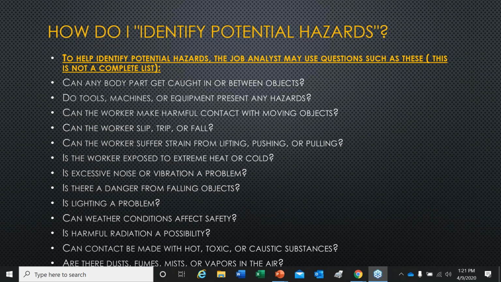Is there strain from pushing and lifting? Is there danger of falling objects? What's the lighting in the room like? Are you going to touch something that's hot or toxic? And things like fumes and vapors. So that gives you just a kind of a highlight. Those are the questions you're going to ask yourself as you go through it.